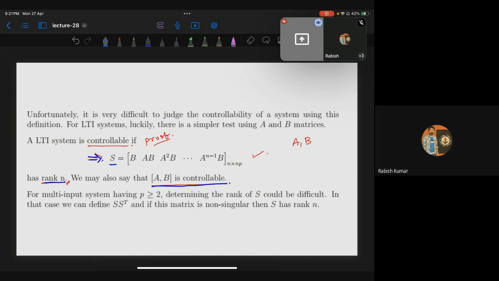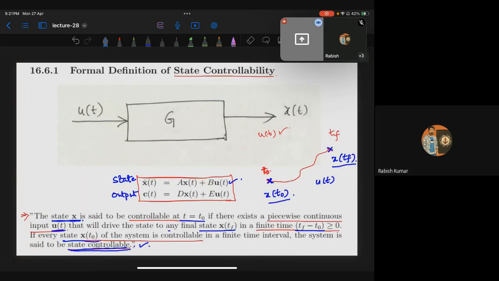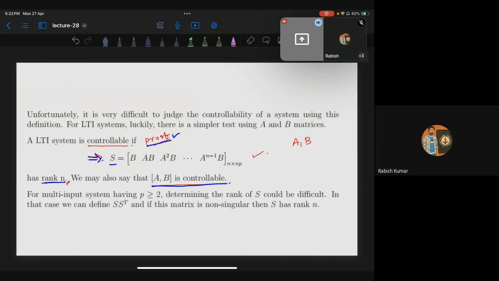So the question is, how did you get this S matrix? You can watch the videos on how the S matrix has been derived. From the definition, you can see how this S matrix came and how we decide that if the rank is equal to n, it is controllable. Please watch the video. Here we are going to see the example.